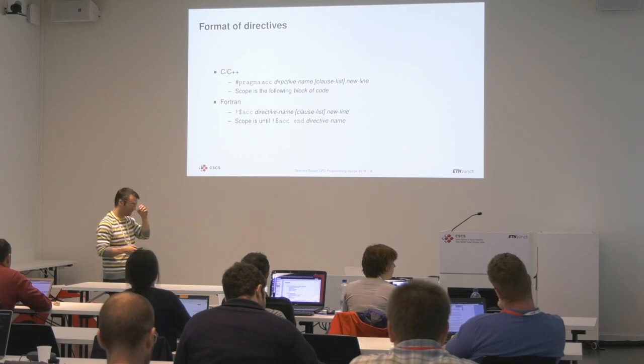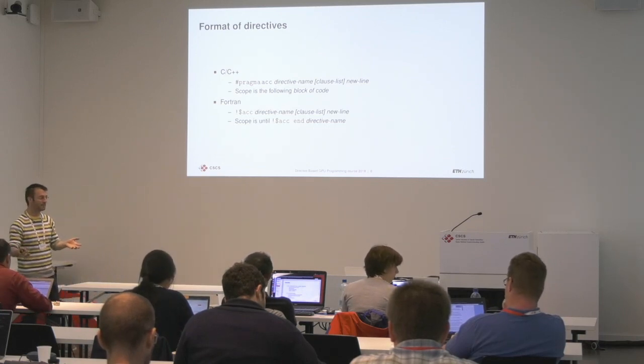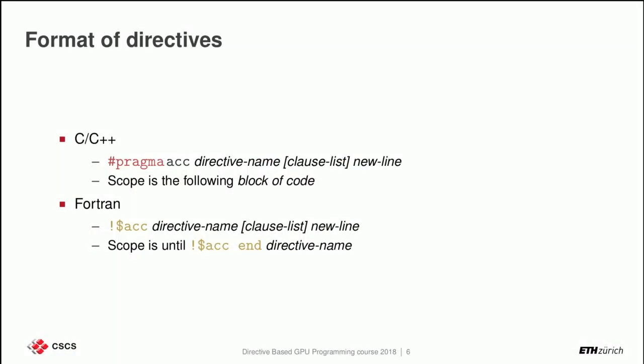So let's see the basic format. Directives: what is a directive? A directive is an instruction we give to the compiler. It's not actually real code. It's an instruction so that the compiler generates something for us. In C, this is achieved with the so-called pragmas. Pragma is something that the compiler recognizes or not. So all compilers that recognize OpenACC will recognize pragma acc. Then you have a directive name, a clause list and a new line. And then the directive is active for the next block of code.